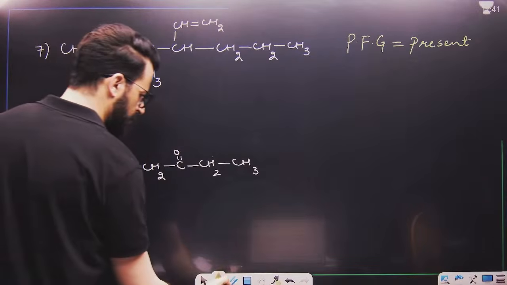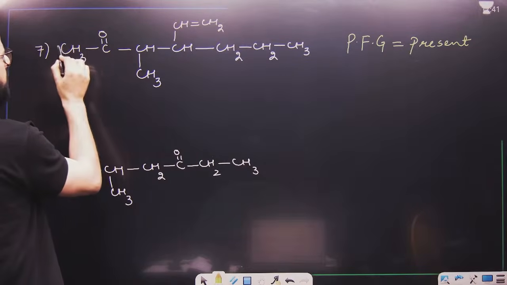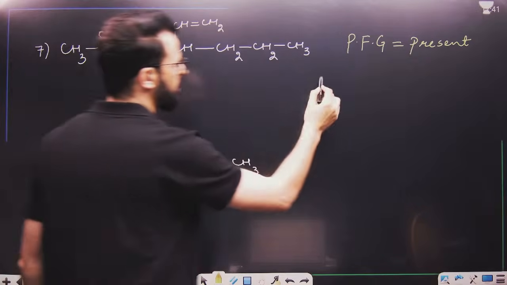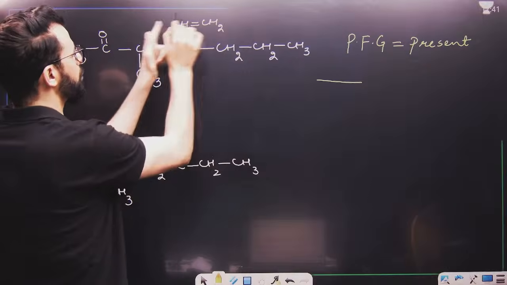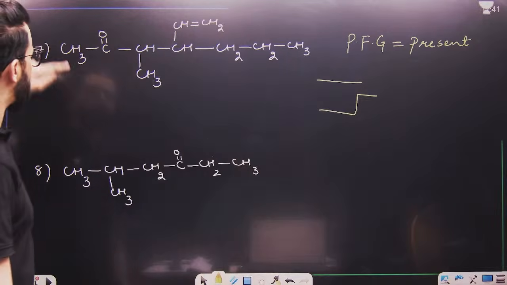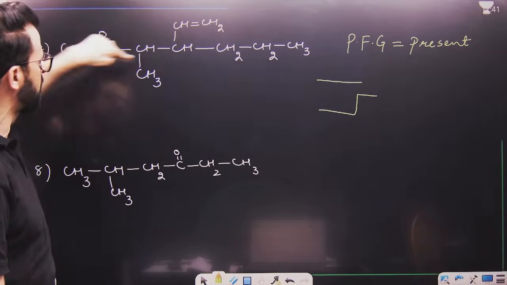Now look towards this. If it should be included in the parent chain, it can be like this, in this fashion. In this fashion, the principal functional group is included. Yes or no? It's included. In this fashion, it's also included. Have a look. But my dear lovely students, the principal functional group is included in this chain as well as in this chain.